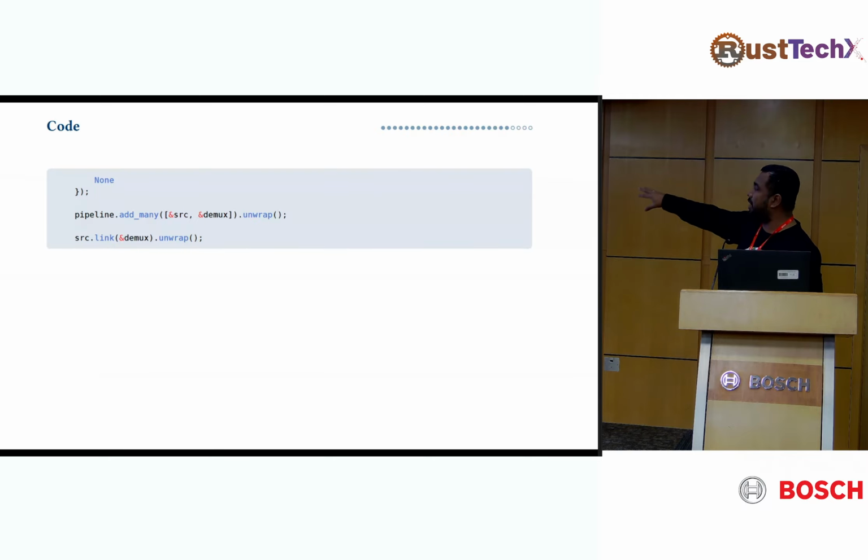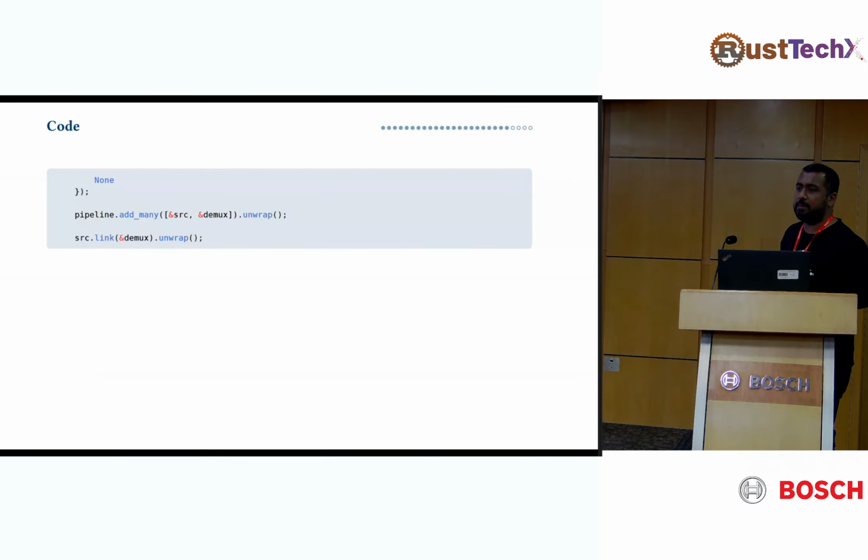Basically, to start with, I would just add the file source and the demuxer and nothing else. And then the rest of the code that you saw so far happens when something is actually detected.